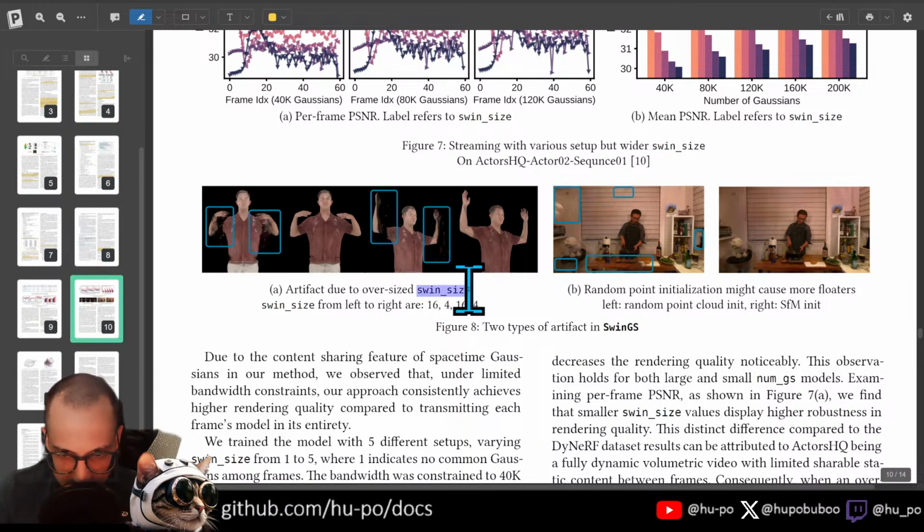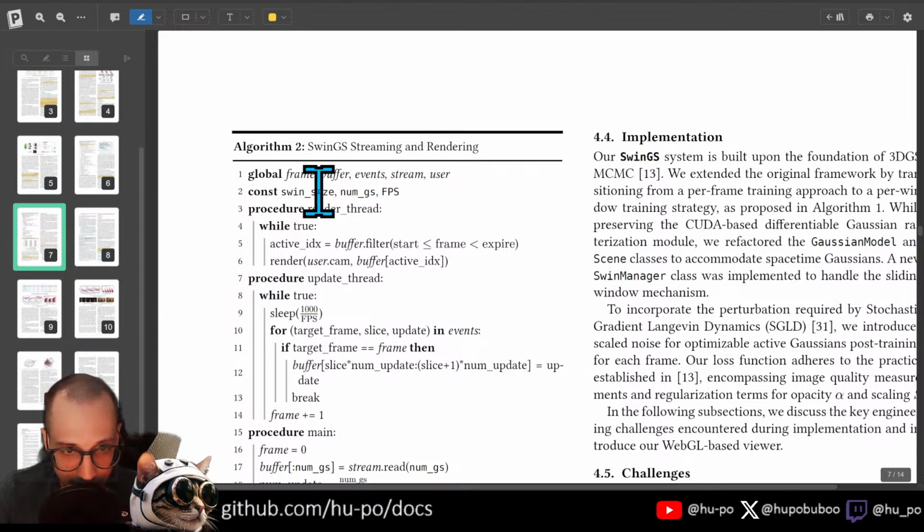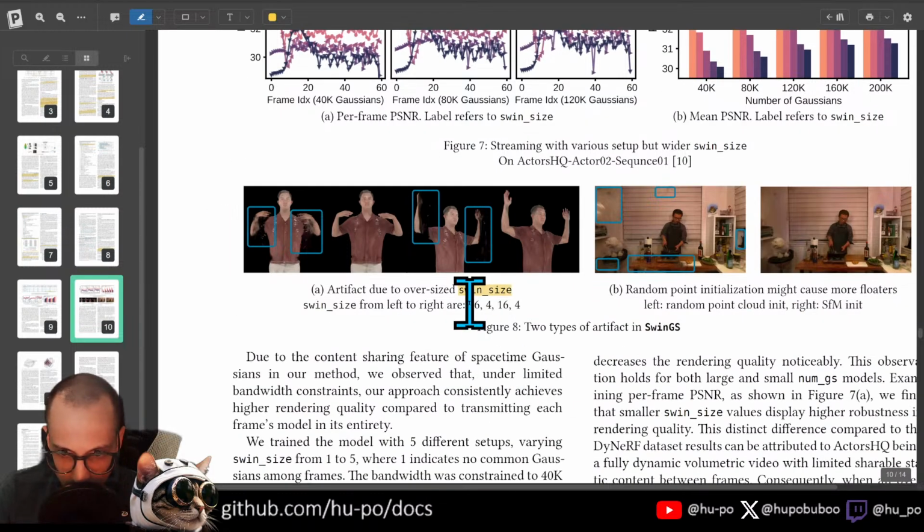So here, for example, swin size, which is one of these hyperparameters and is the size of that window: if you choose 4, then it's good. If you choose 16, then you get these errors. So you have to pick the right number for this swin size, and the only way to really know that number is to experimentally try different values of it.